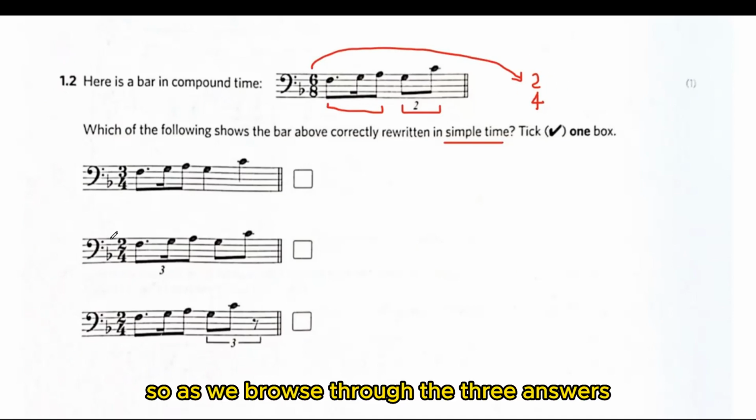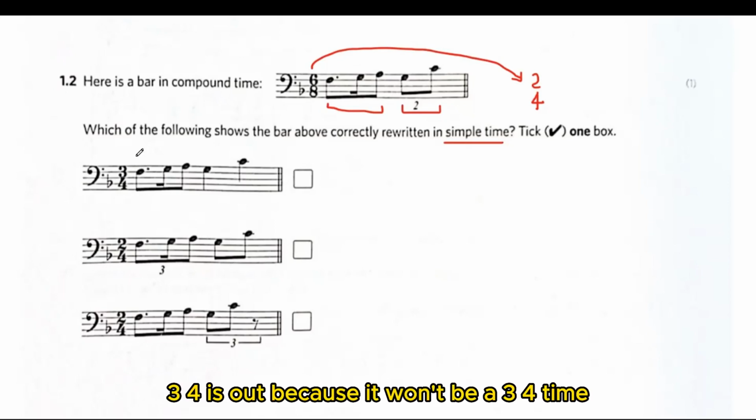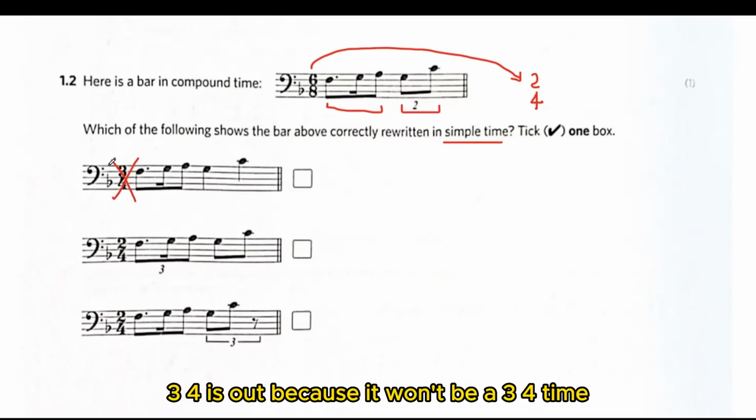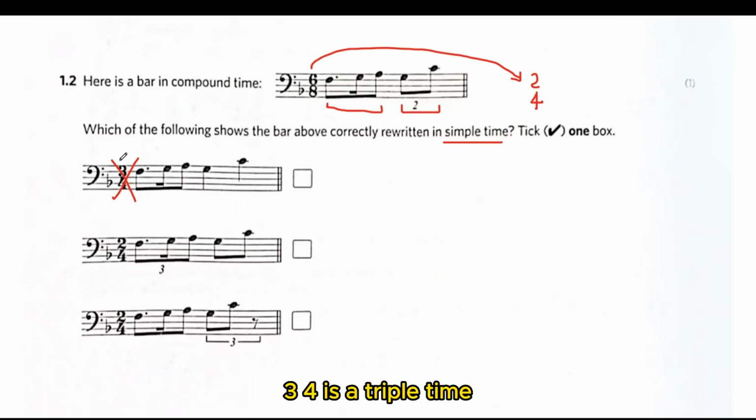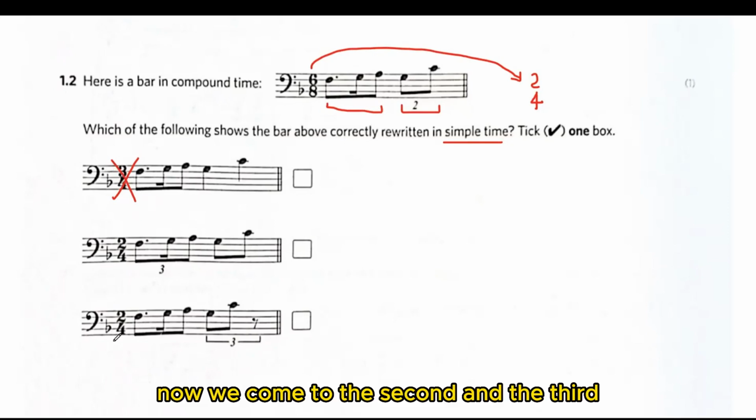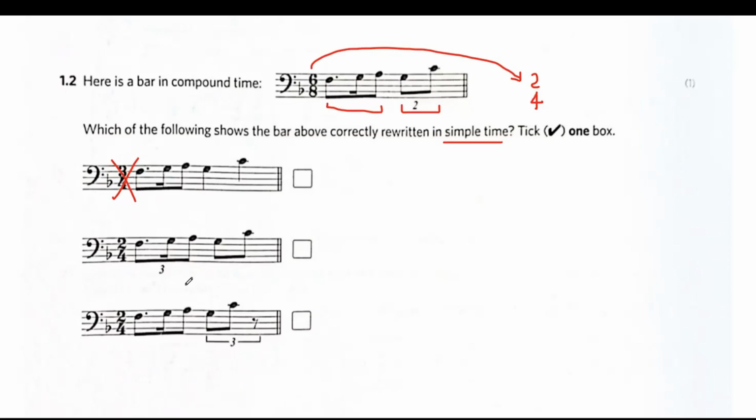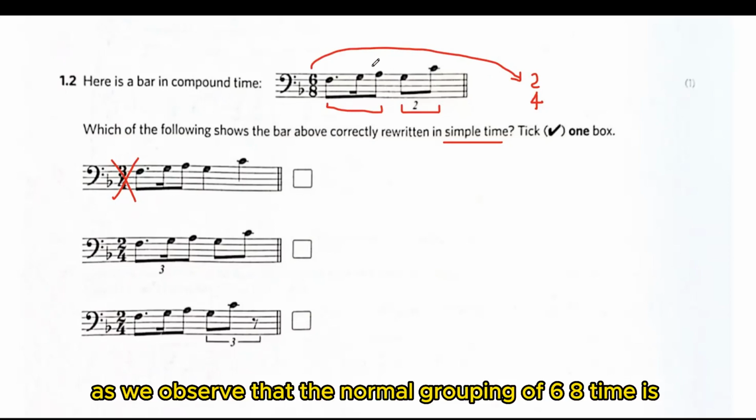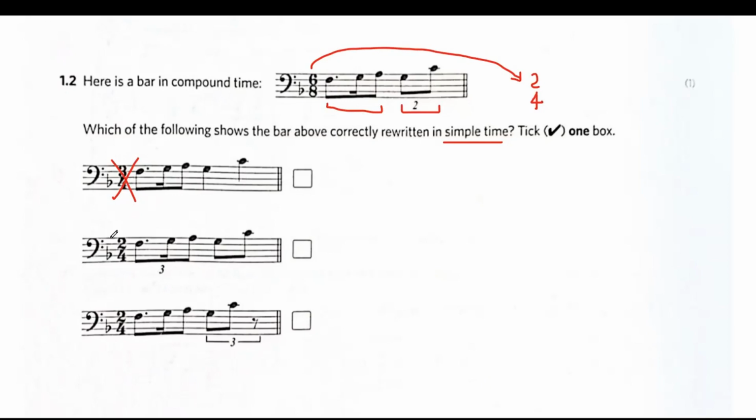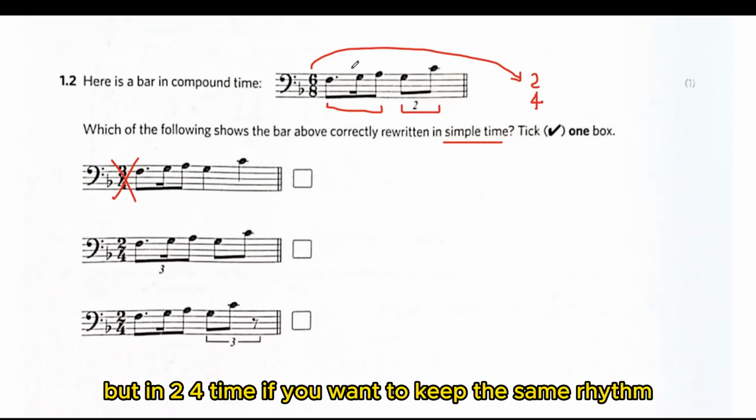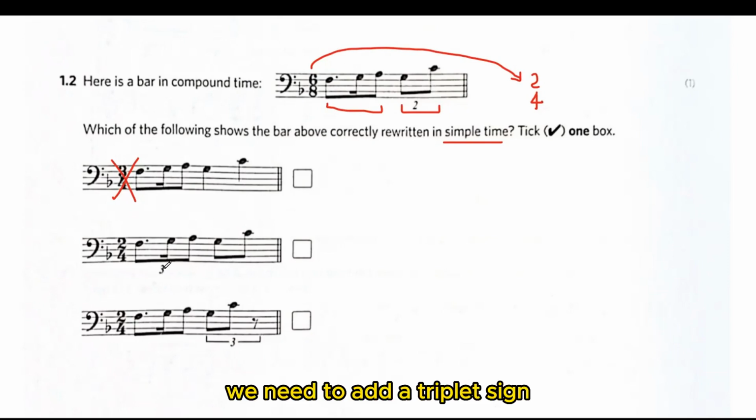So as we browse through the 3 answers, 3/4 is out because it won't be a 3/4 time. 3/4 is a triple time. Now we come to the second and the third. Which one will be correct? As we observe that the normal grouping of 6/8 time is 1 dotted crotchet. But in 2/4 time, if we want to keep the same rhythm, we need to add a triplet sign. That is the figure 3.